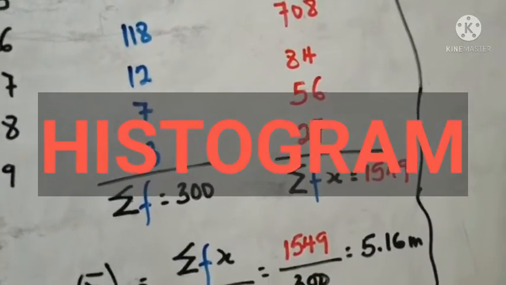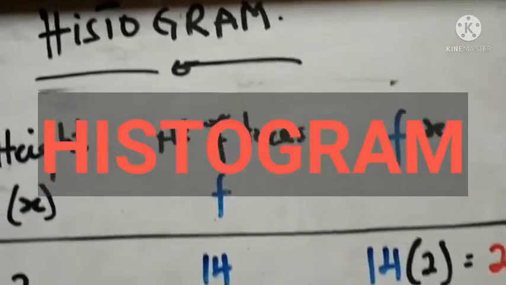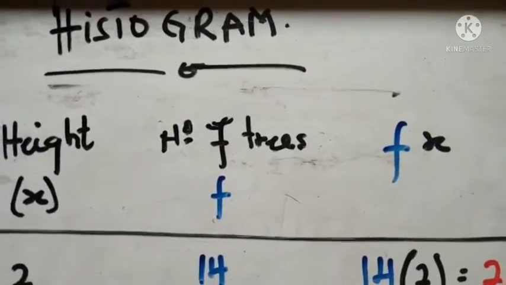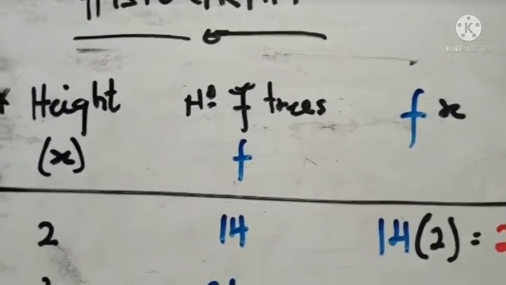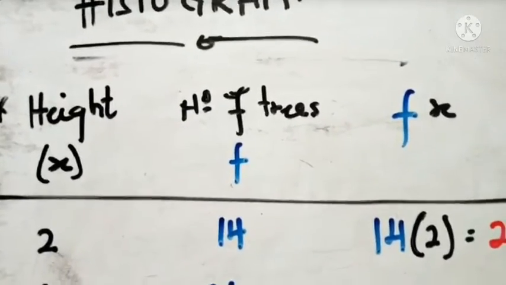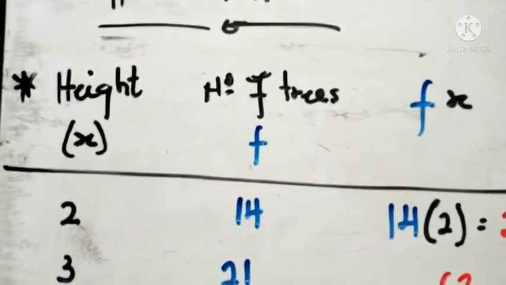Histogram. What it does is that it is a pictorial representation of information. Then I will use a question to demonstrate exactly how we can use information to represent in picture form and exactly how it looks like.